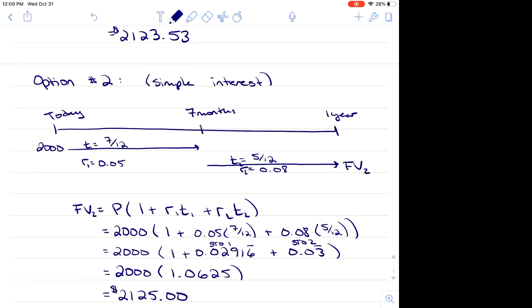So we would go for it probably, unless you want to brag about having compound interest on your investment, then you should go for option 1. Unlikely.